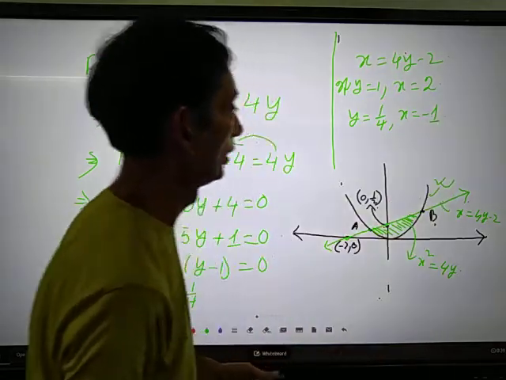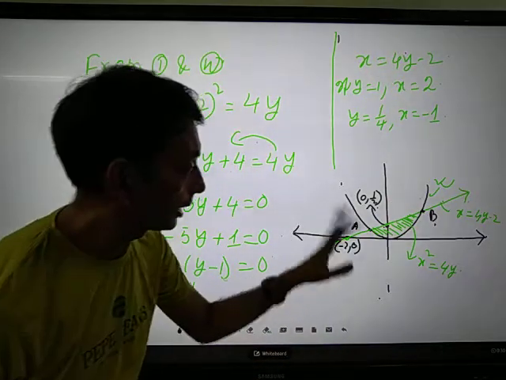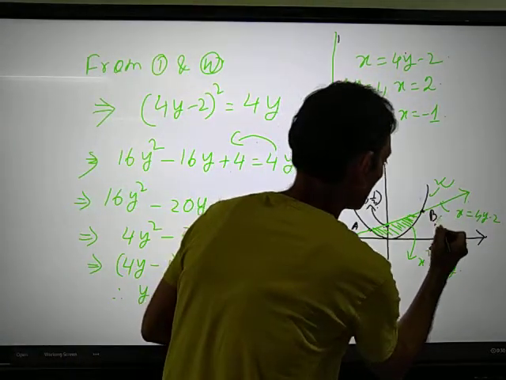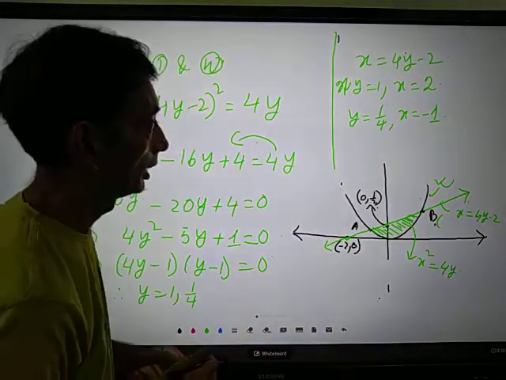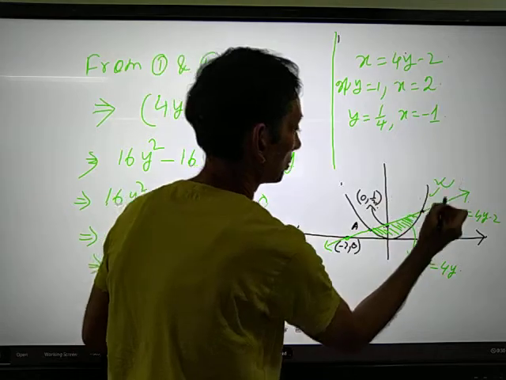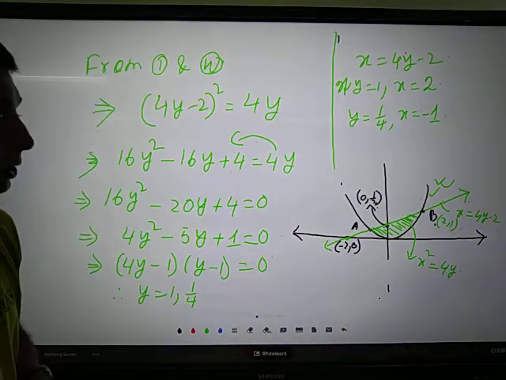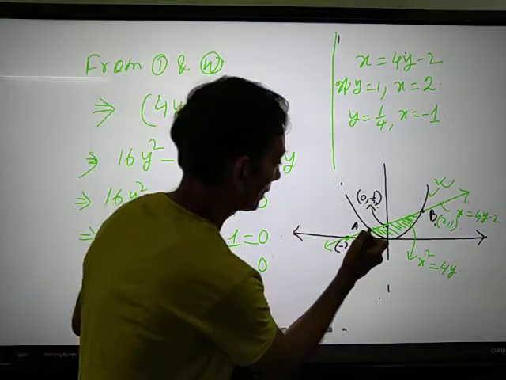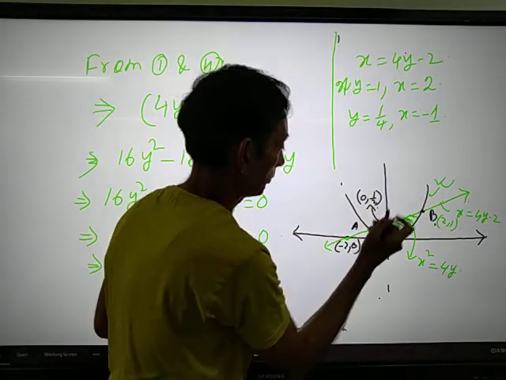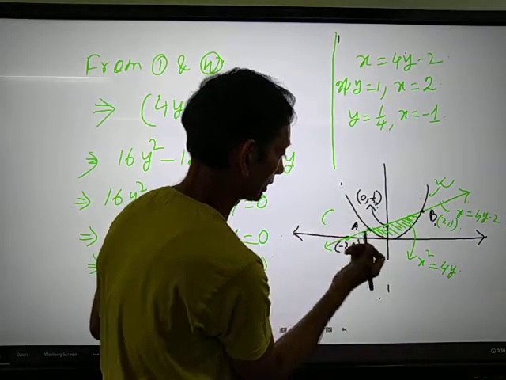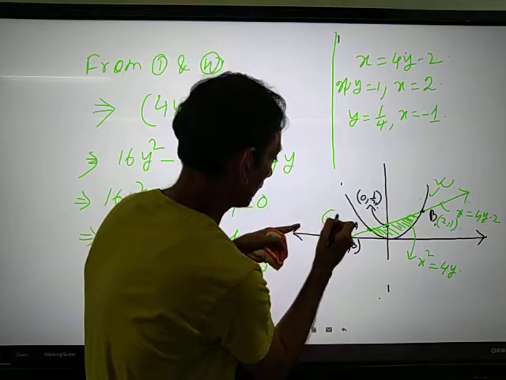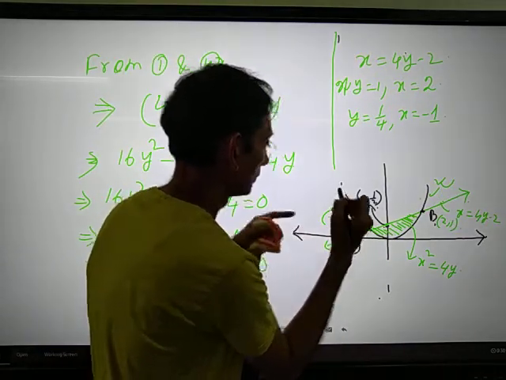So you got the points A and B. What is the B point? x equal to 2, y equal to 1, so it's (2, 1). Now what is A? Here x is equal to minus 1 and y is 1 by 4, so the A coordinate is (minus 1, 1 by 4).